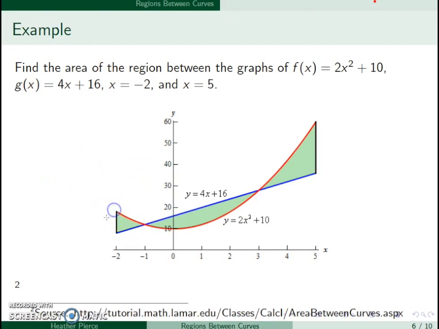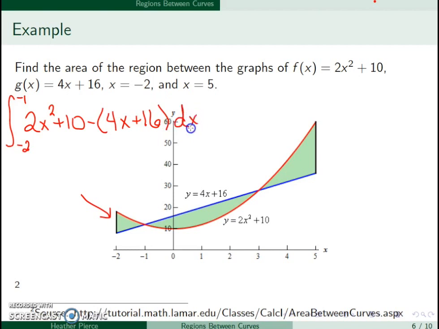So this first one here we'll see runs from negative 2 to negative 1. And we see that the red function is on top. So I have 2x squared plus 10 minus the bottom function, which is 4x plus 16 dx.